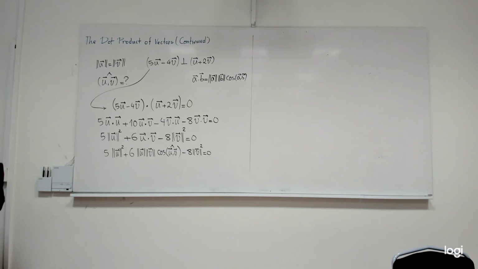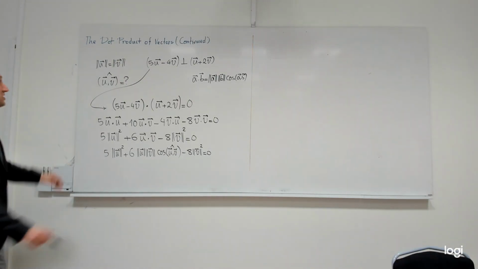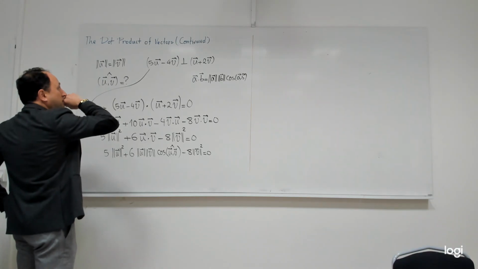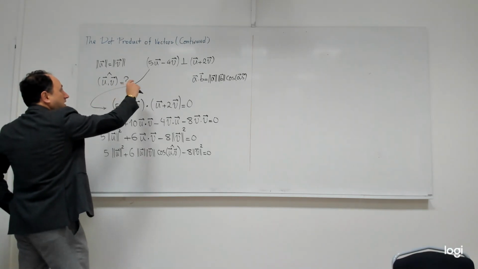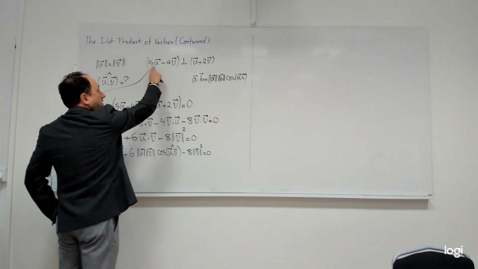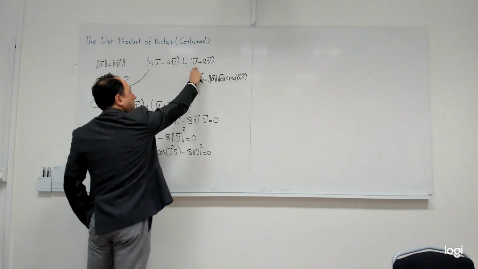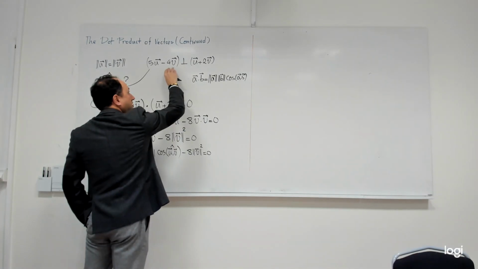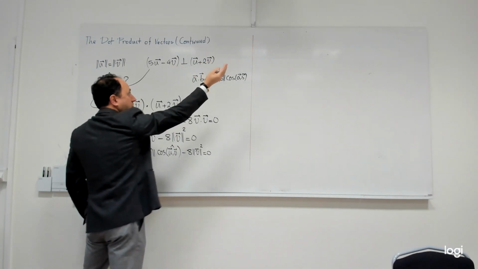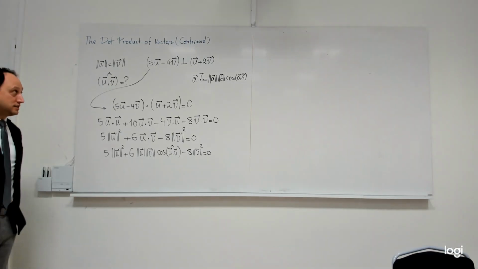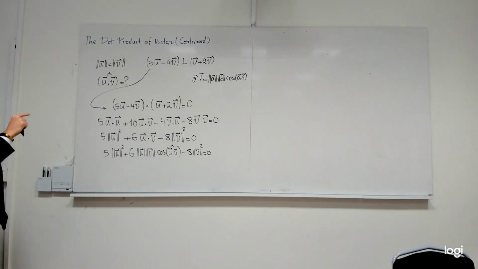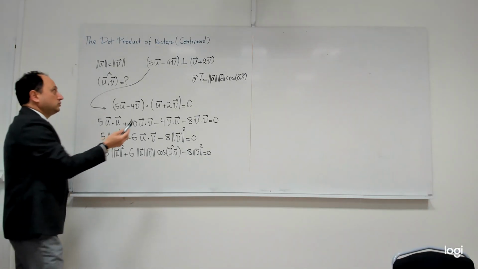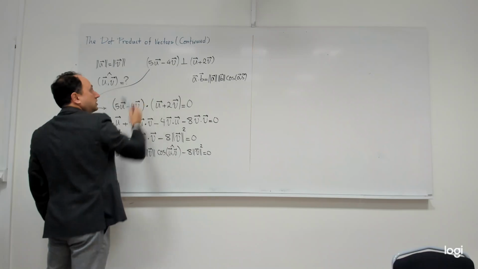I should have mentioned in the problem that these vectors are non-zero vectors, by the way. Because if both of them are 0 vectors, then this becomes the 0 vector and this becomes the 0 vector, and saying the 0 vector is perpendicular to the 0 vector doesn't make sense, because the 0 vector is just a point. Is it possible that one of them is 0, and the other one is not 0? For example, let us assume that v is 0 and u is not 0.